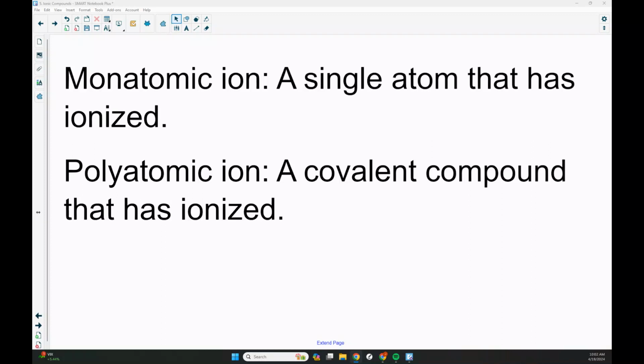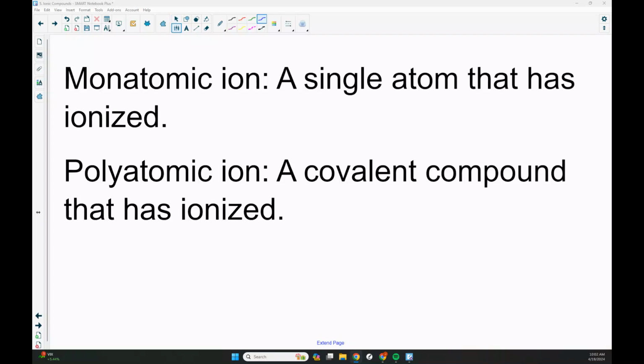Today I'm going to walk you through how to write formulas for polyatomic ionic compounds. Very similar to what we did in the last lesson, which was involving monatomic ionic compounds. So I guess the first thing we need to do is define just what exactly a polyatomic ion is.